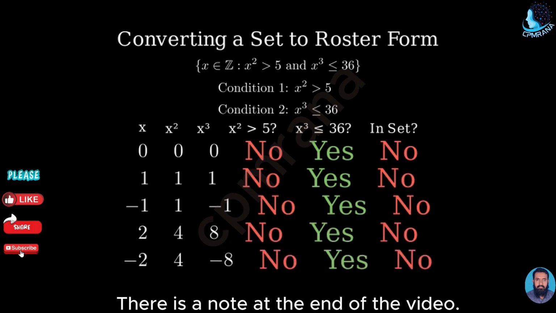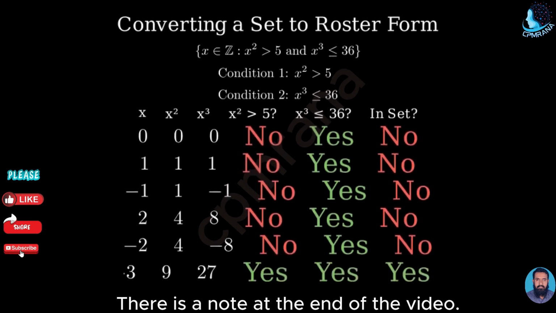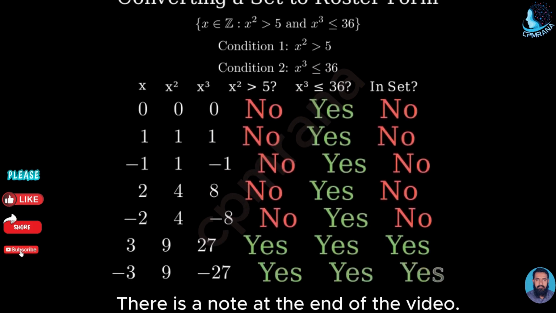Now for x equals 3 and negative 3. 3 squared is 9, which is greater than 5, and 3 cubed is 27, which is less than 36. Both conditions are met. These values will be in our set. For x equals 4 and negative 4: 4 squared is 16, which is greater than 5, but 4 cubed is 64, which is greater than 36. Only one condition is met, so these values are not in our set.